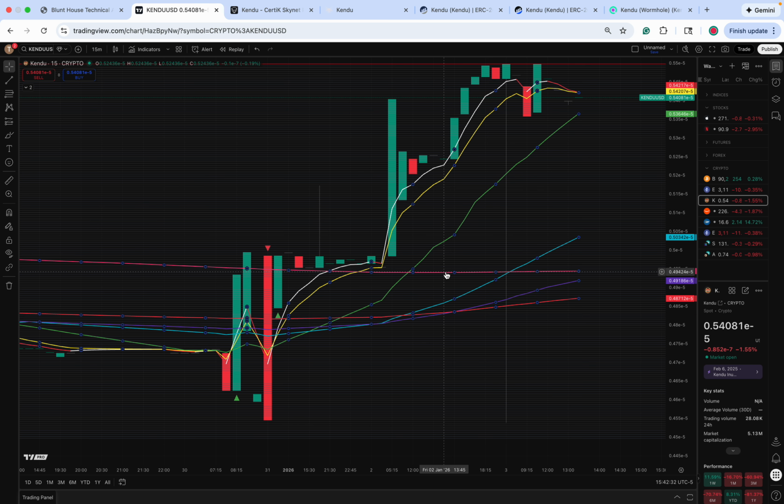Right now we're looking at the 15-minute chart, but this would apply for anything. A very simplified version of how this system works is that the system will print a bullish buy signal or a bearish sell signal. Effectively, when the 5 EMA crosses over the 8 EMA, which is in yellow, then you're going to get a bullish buy signal.